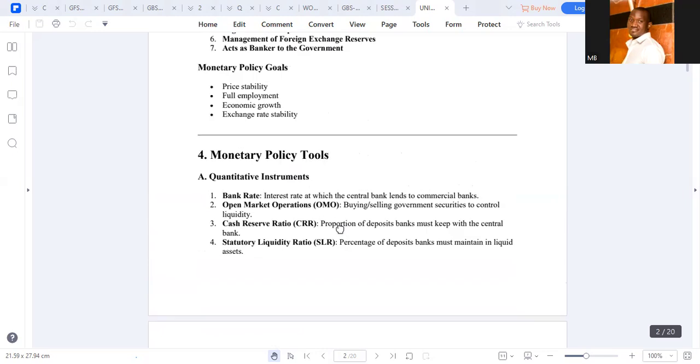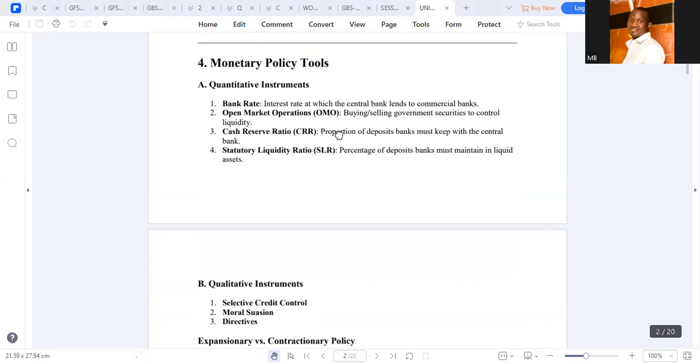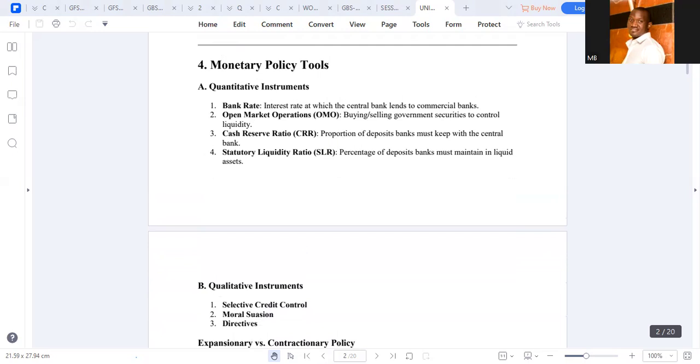So what are some of the monetary policy tools that the central bank uses? There are two main tools that the central bank uses. So these mechanisms that the central bank will use to regulate what? The money supply in terms of interest rates, in terms of credit availability. So these tools are broadly classified into two, the quantitative and qualitative instruments.